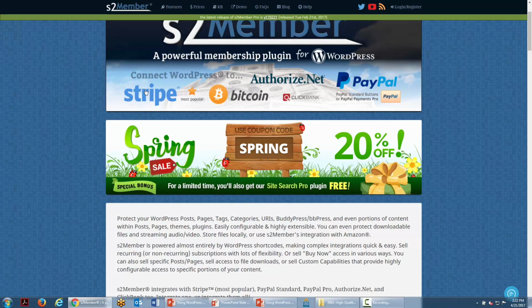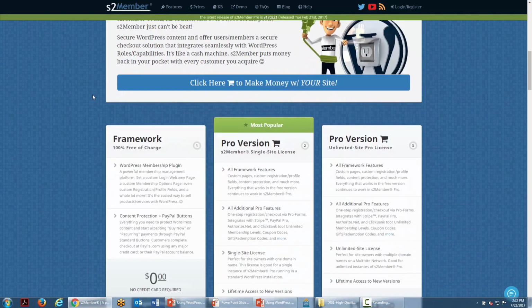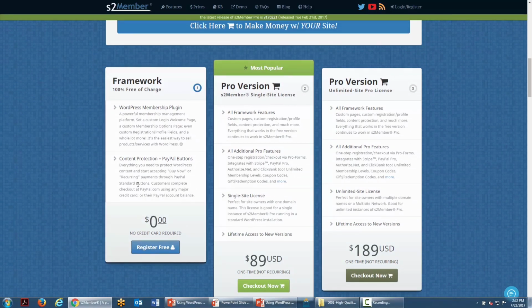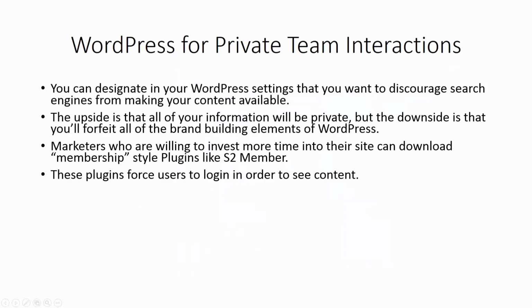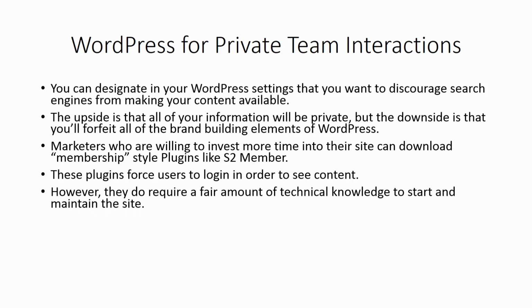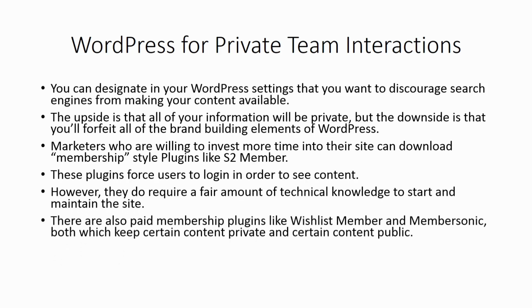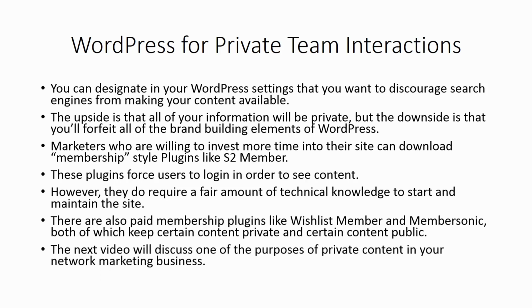And as you can see here, S2 Member has a free version right here. Now these plugins force users to log in in order to see content. However, they do require a fair amount of technical knowledge to start and maintain the site. Now, there are also paid membership plugins like Wishlist Member and MemberSonic, both of which keep certain content private and certain content public. Now, the next video will discuss one of the purposes of private content in your network marketing business.